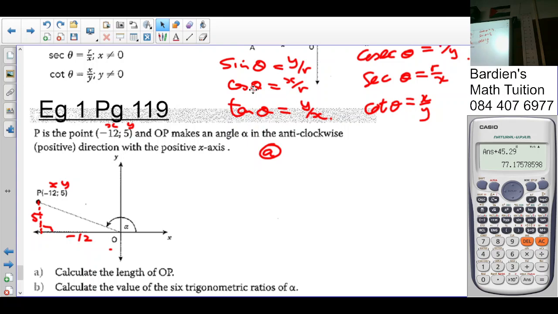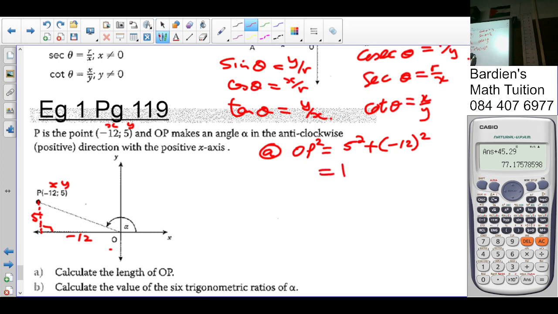So are we going to do that? Pythagoras, we say OP squared is equal to 5 squared plus negative 12 squared. So 5 squared is 25, 12 squared is 144, you add that together you get 169. The square root thereof is going to give you 13. Okay. Are you all okay with that? Any confusion?